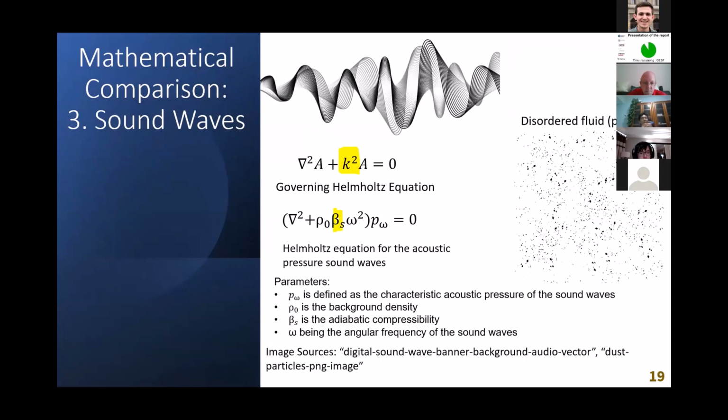because first, again, we have our disordered medium, which is our fluid that's of interest here. And second, in our Helmholtz equation, when we simplify, we see that the wave inherently has the adiabatic compressibility, which also has this randomness in our disordered fluid.